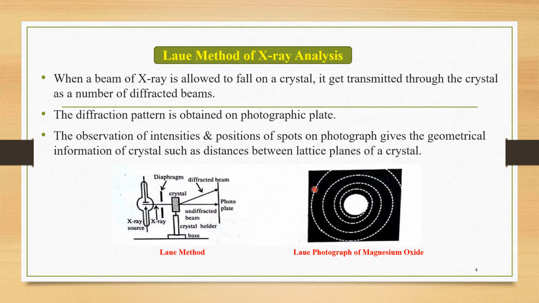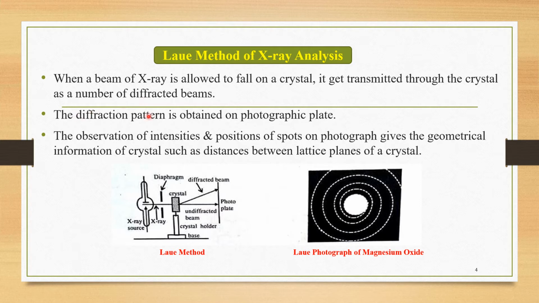So the first method among these two is the Laue method of X-ray analysis. Now what is this method? What type of instrumentation is there? That we have to study. When a beam of X-ray is allowed to fall on a crystal, it gets transmitted through the crystal as a number of diffracted beams. So whenever we bombard an X-ray on a particular crystal, what happens? That crystal acts as a transmission grating, and through this grating a number of diffracted beams are obtained.